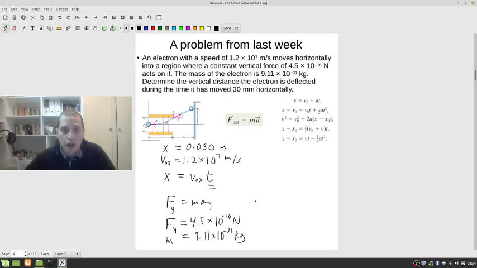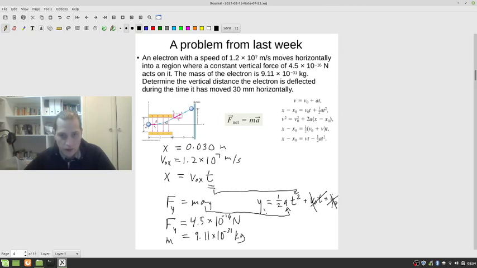Once you find that acceleration in the y direction, you can find out how far your electron is deflected just using 1/2 at squared, and then the other terms, v naught t plus y naught. This is going to be 0 because the initial velocity in the y direction is 0, and this you can use as 0 as well. So you get your t from your x direction stuff, you get your a from your y direction stuff, and you want to find your y.